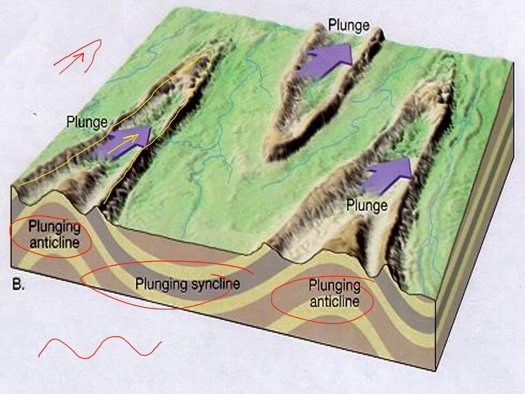For plunging synclines, the outcrop looks like this, and the plunge is in this direction. So for plunging synclines, the V shape is in one direction and the plunge is in the opposite direction. The V points away from the plunging direction. That's how you identify a plunging syncline and a plunging anticline.